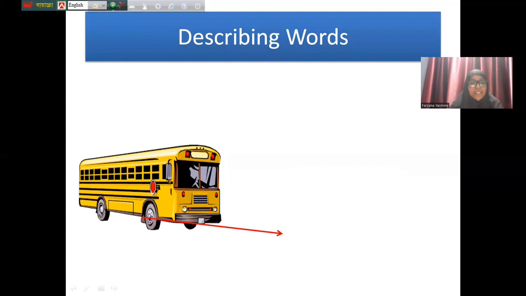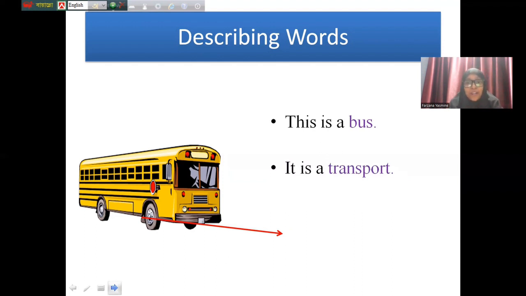Yes, what is it? Yes, you know it, right? This is a bus. And it is a transport. What if I ask you, what is it? It's not food. It's not animal. It is a transport. This is a bus.